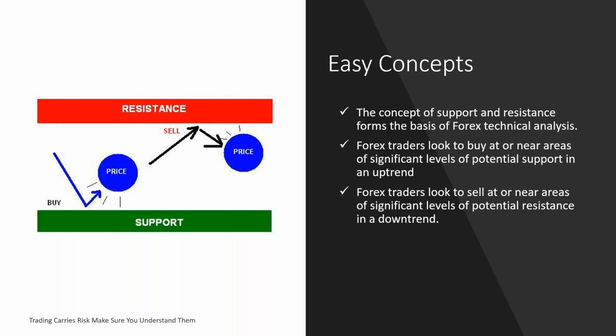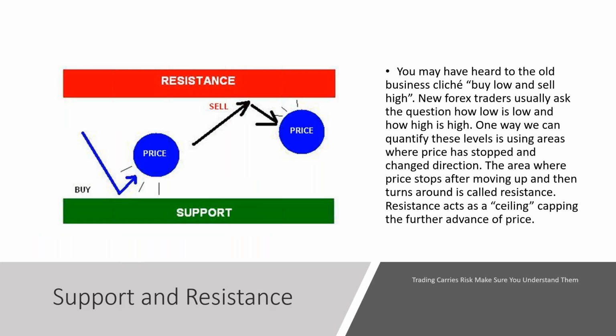Traders look to buy at or near areas of significant levels of potential support in an uptrend or resistance in a downtrend. Now, you may have heard the old business cliche, buy low and sell high. Traders usually ask the question of how low is low and how high is high. One way we can quantify these levels is by using areas where the price has stopped and changed direction in the past. The area where price stops after moving up and then turns around is called resistance.